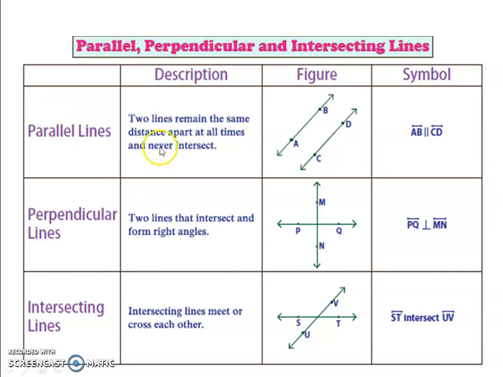Okay, parallel lines we have to discuss. Two lines remain the same distance apart at all times and never intersect. The figure is given, and the symbol is AB is parallel to CD. Perpendicular lines are two lines that intersect and form a right angle, obviously PQ is perpendicular to MN. Intersecting lines meet or cross each other, that's why ST intersects UV.